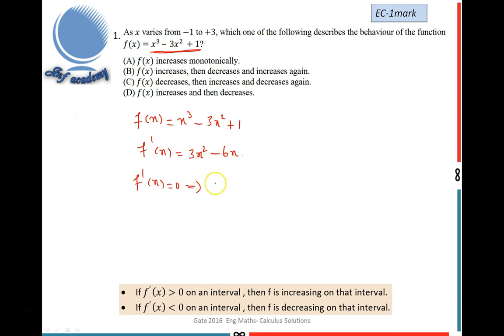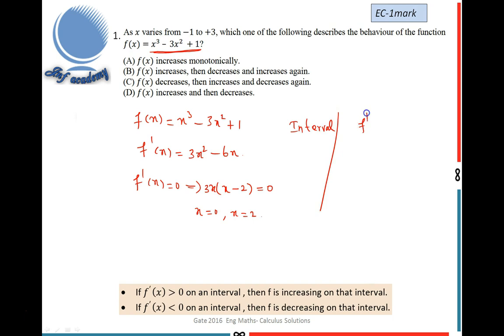So 3x square minus 6x equal to 0. So 3x into x minus 2 equal to 0. So the critical points are x equal to 0 and x equal to 2. These 2 points are critical points and the end points are -1 and 3. In these 2 points, f has local maxima or minima. So I check the f dash of x value, then only I can tell whether it is decreasing or increasing.